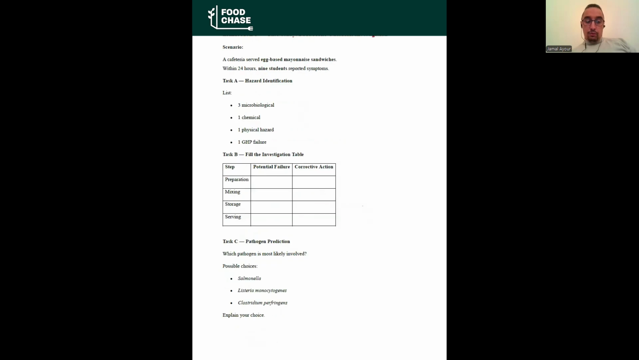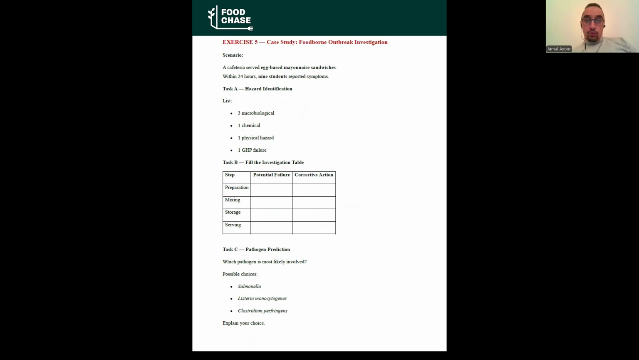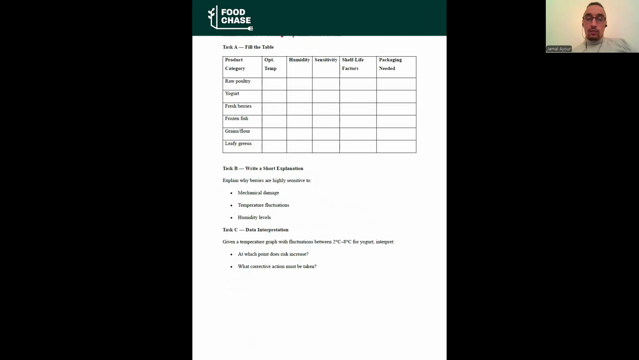So we continue with the exercise. Exercise number 4, sorry, it's about exercise number 4, not 5. It's about the storage optimization matrix. That is our next exercise.